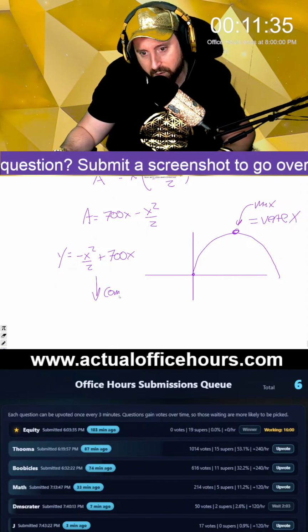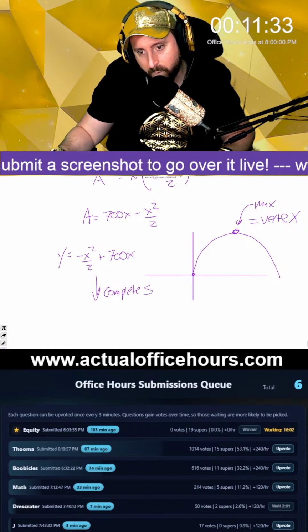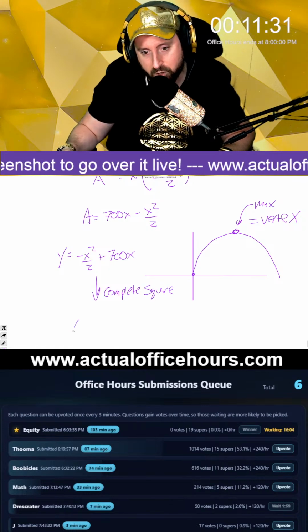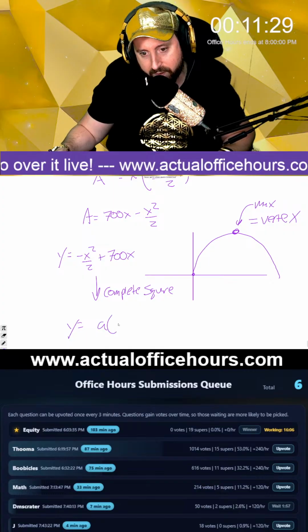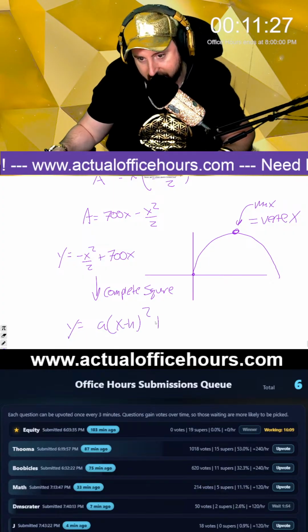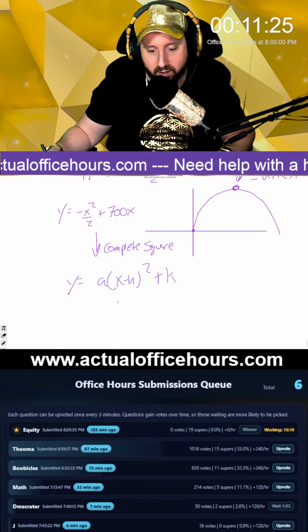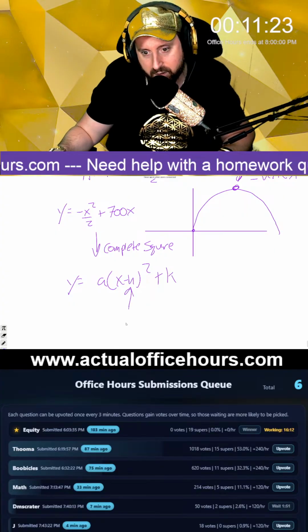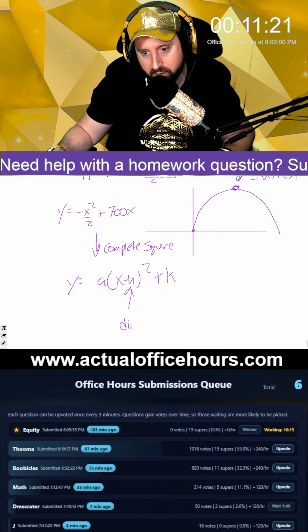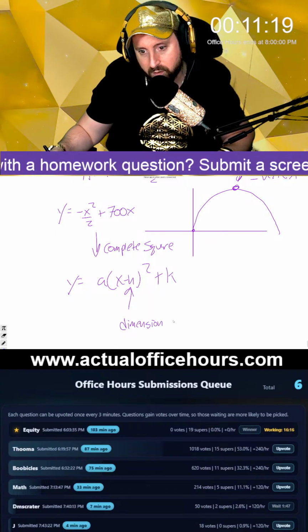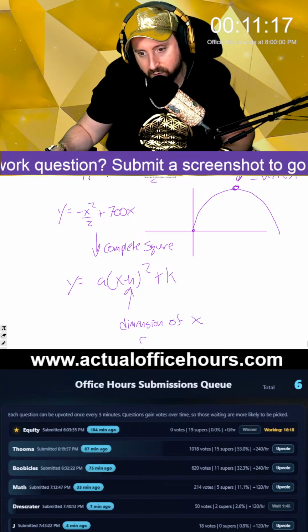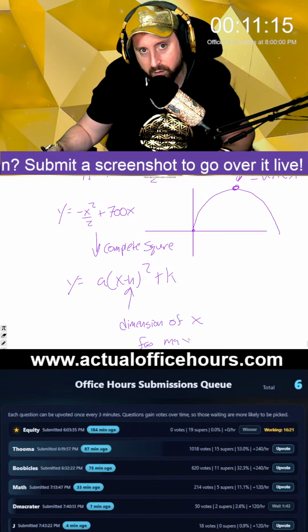So you end up completing the square. That'll get you y is equal to a times x minus h squared plus k. And then this right here is your dimension of x for maximum area.